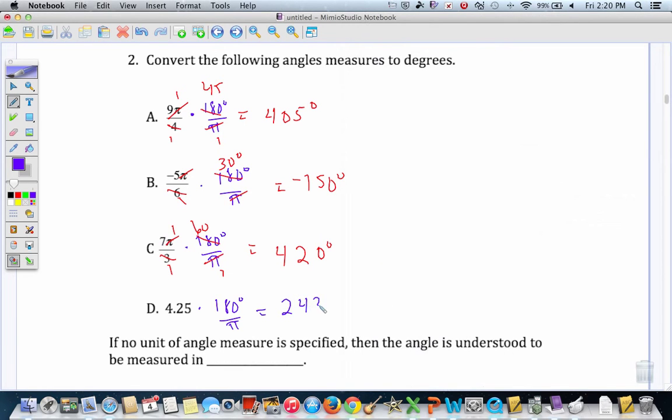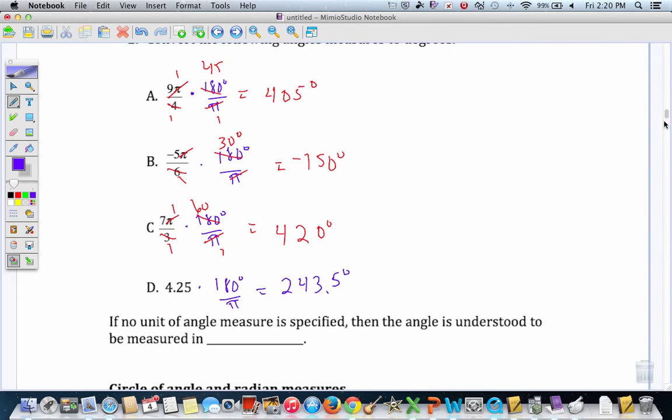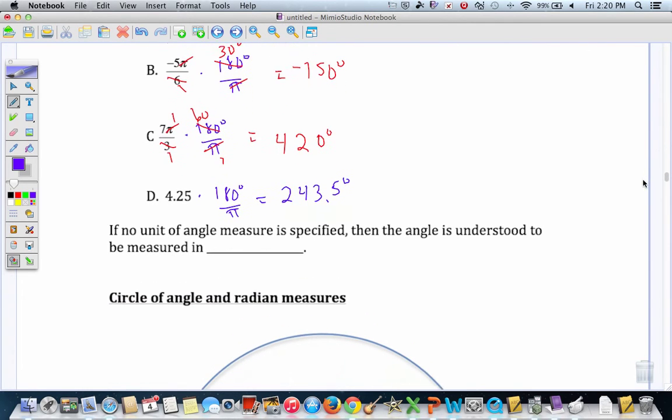And that gets us 243.5 degrees. So a decimal, we'll start in decimal, we'll leave it as a decimal and go all the way through. The others we can simplify as we move.